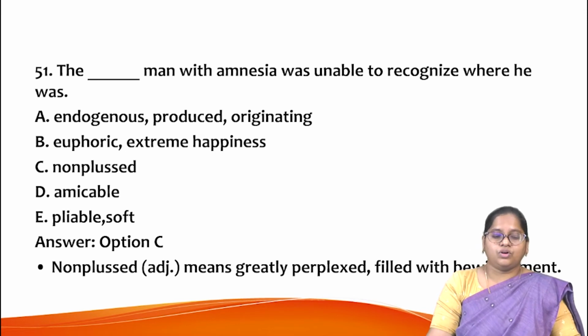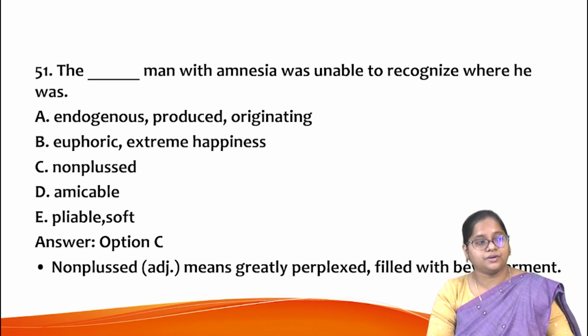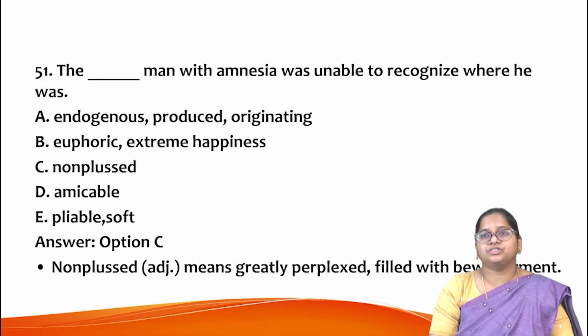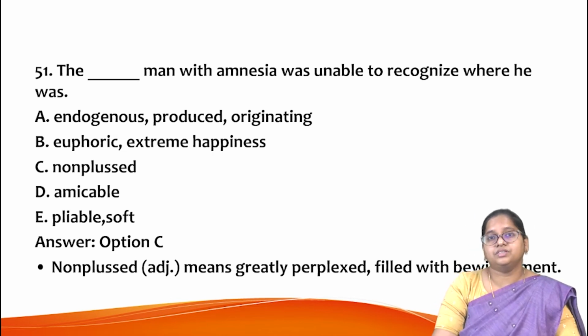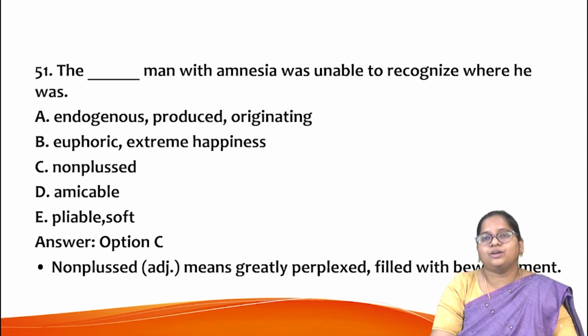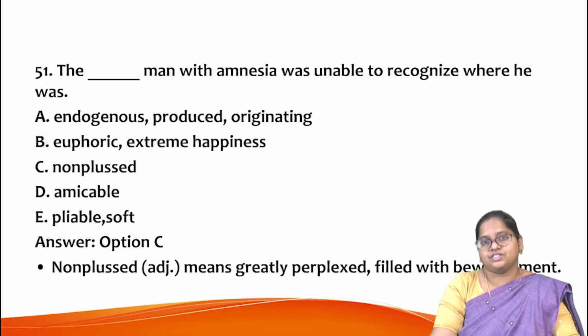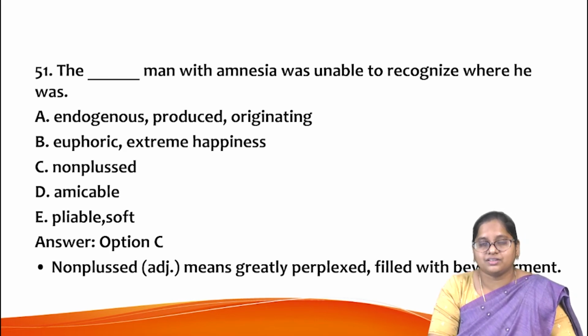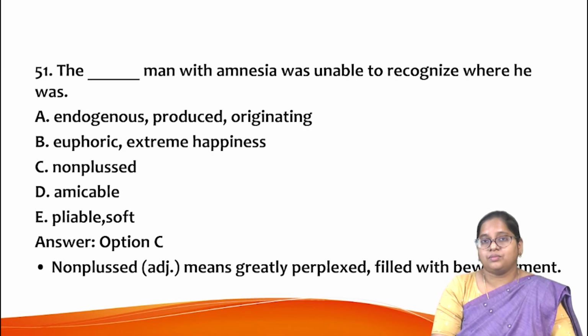Nonplussed means confusion, where you are very much shocked. Amicable is friendly. Pliable is something soft, smooth. So the man with amnesia was unable to recognize where he was: endogenous, originating; euphoric, extreme happiness; nonplussed; amicable; pliable, soft.